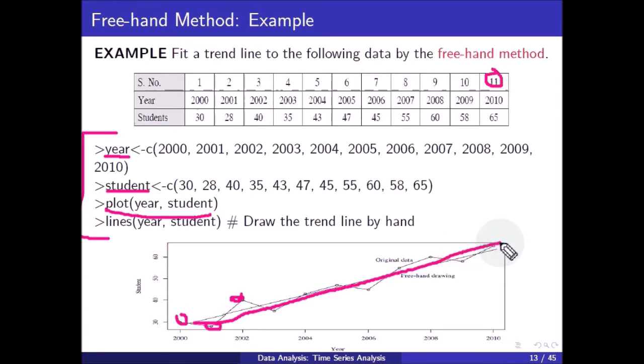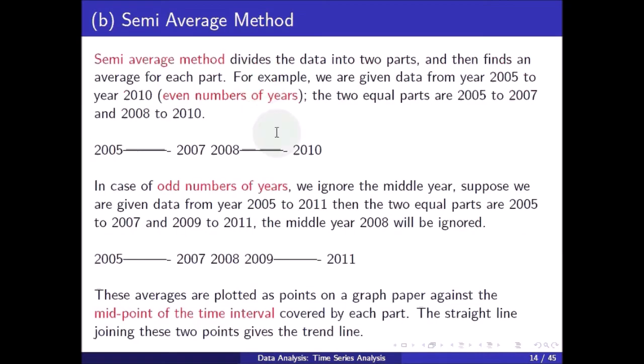Now the next method, the semi-average method. The semi-average method divides the data into two parts and then finds an average for each part. For example, we are given data from year 2005 to 2010, so an even number of years. The two equal parts are 2005 to 2007, and 2008 to 2010. In case of an odd number of years, we ignore the middle year.